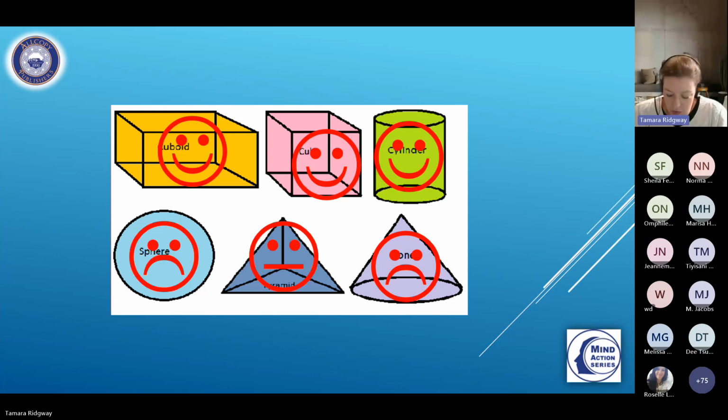Okay, so cuboid, can we quite easily work with and test it? Yes. In a cube, yes, same thing. Cylinder, we're all happy about that. The sphere, not so much. The pyramid, I've sort of given a half a smile, because we are allowed to work with shapes, breaking them up into different shapes that we know. And so the pyramid is triangles, so that's sort of a half. And then the cone, not so much.